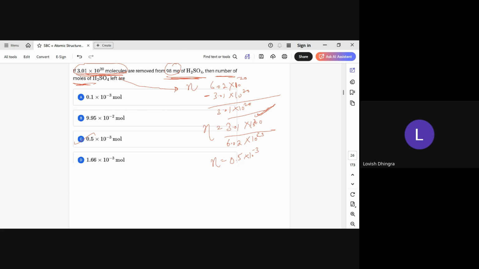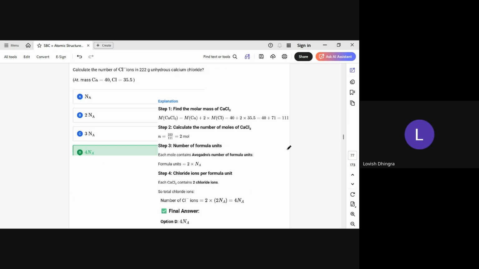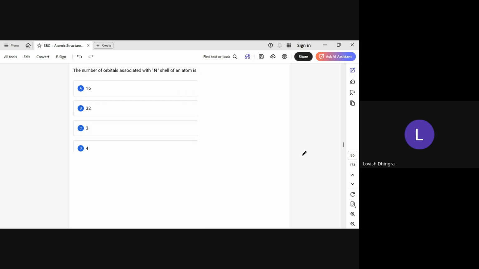Okay, so let us start with the page number. Let me check. So you can practice, a lot of questions are there in this PDF. If any doubts will be there, we can discuss. So start from here. This question: number of orbitals associated with n shell of atom. I think it's very easy, so everyone should answer.